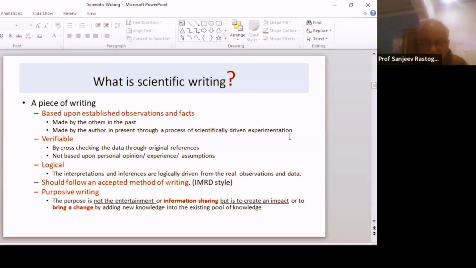We will be talking about this later. It should have an introduction, materials and methods, results and discussion. So it should have an accepted method of writing. And finally, this writing should be purposive.